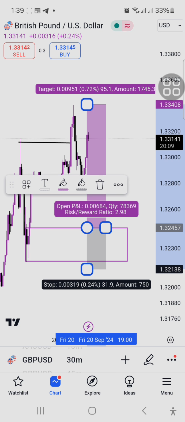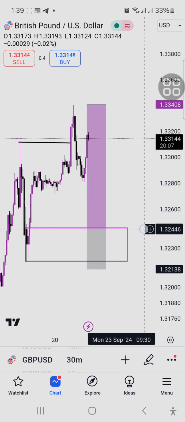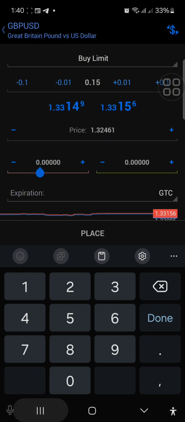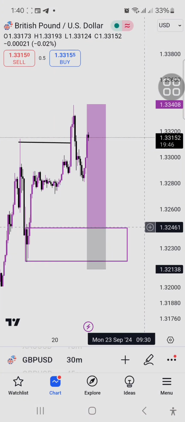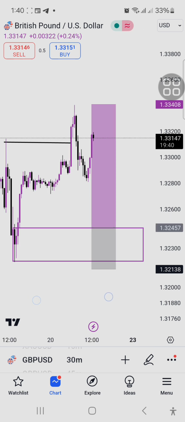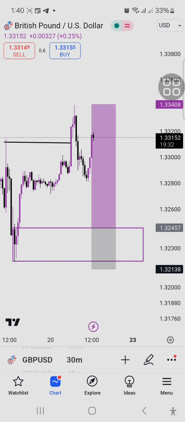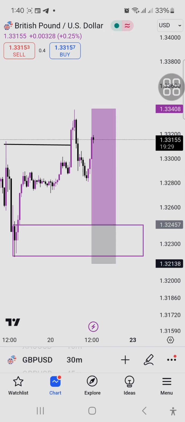So my entry would be at 1.32461. My stop loss, I always like to set my stop loss and TP immediately. I do not want to wait, or I don't want any surprises at all. So my stop loss right here, I'm reading this number right here, is 1.32138.